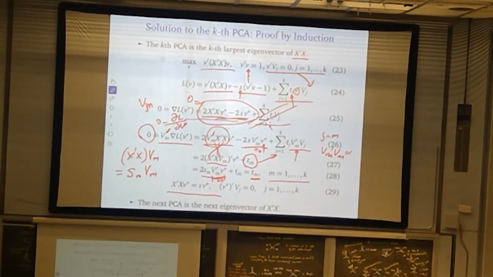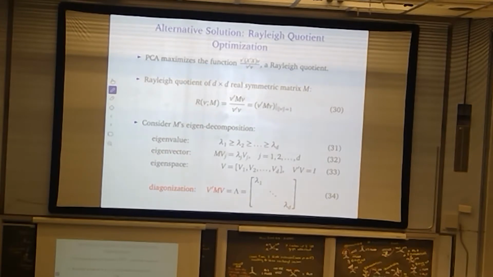This just suggests that V star, the next direction, is also an eigenvector of the covariance matrix. And it is also orthogonal to all the previous directions. Now, is it guaranteed that all the eigenvectors are orthogonal to each other? The answer is yes, for real symmetric matrices. There's a spectral theory in linear algebra related to Rayleigh quotient optimization. PCA is essentially maximizing this function, and this is considered a Rayleigh quotient.